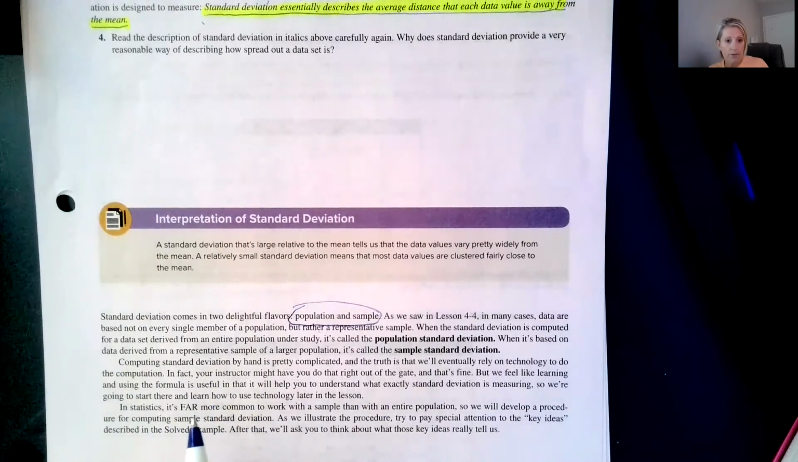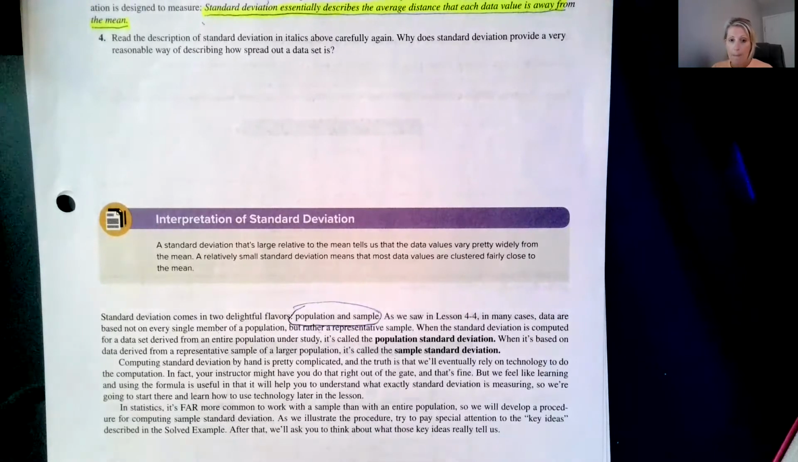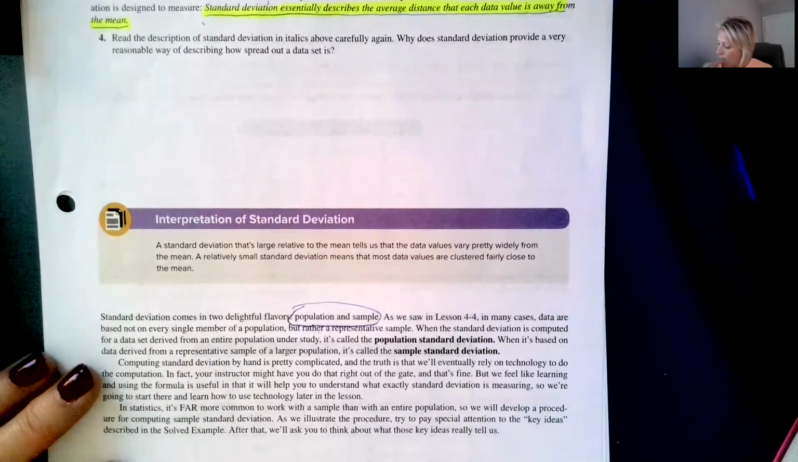In statistics, it's far more common to work with a sample than with an entire population. So we will develop a procedure for computing sample standard deviation. As we illustrate this procedure, try to pay attention to the key ideas described in the solved example. After that, we'll ask you to think about what those key ideas really tell us. So I am going to show you this.